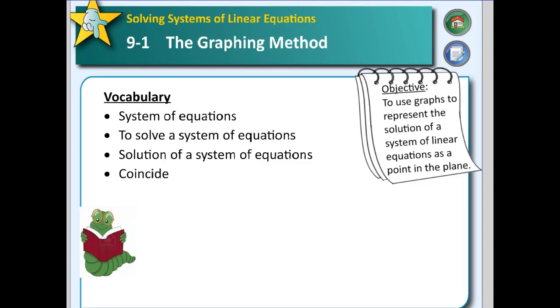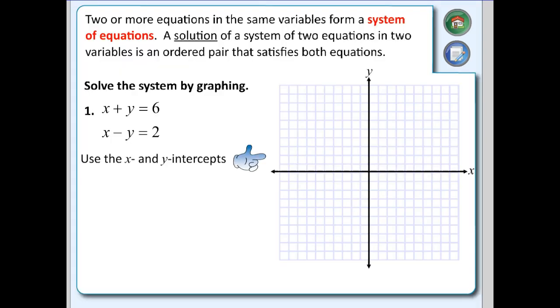Now, let's look at some definitions to get started. And so here we go. We see two or more equations in the same variable form a system of equations. And most of the time for us in Algebra 1, it's going to be two linear equations. A solution of a system of two linear equations in two variables is the ordered pair that satisfies both equations.